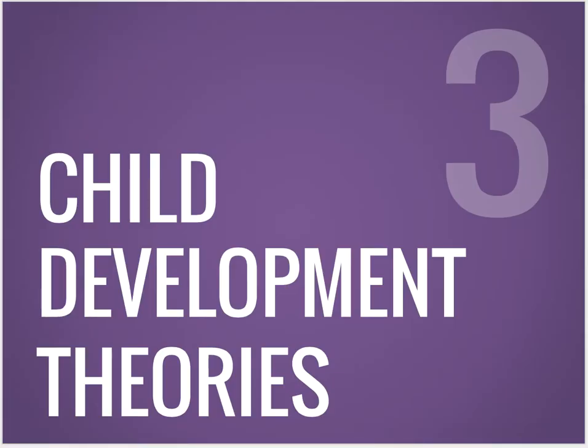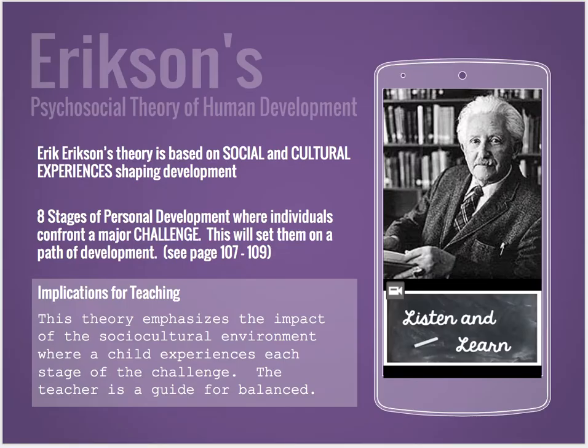Now we're going to move away from the brain and talk about the child development theories. And we're going to go through quite a few theorists. So we're going to first look at Erikson. And for each slide, you're going to see a photograph of the theorist. You're going to have a podcast explaining the theory. And then we'll have information about the theory and implications for teaching.